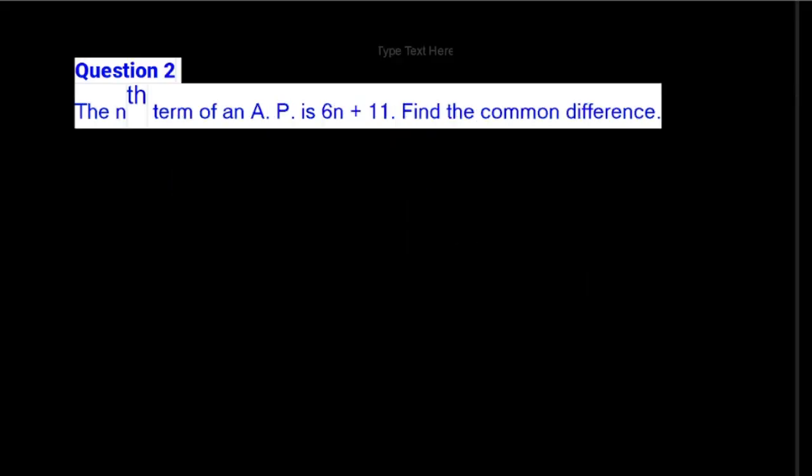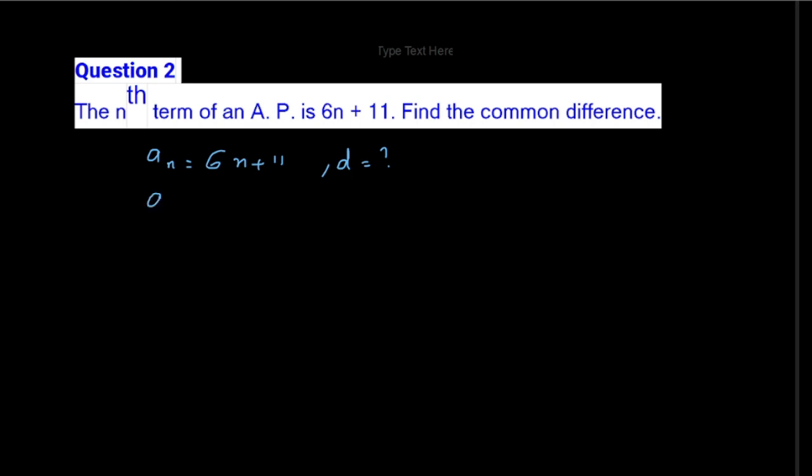Now the next question: the nth term of an AP is 6n plus 11. Find the common difference. That is the general term we are given: a_n is equal to 6n plus 11. We have to find D. What is D?